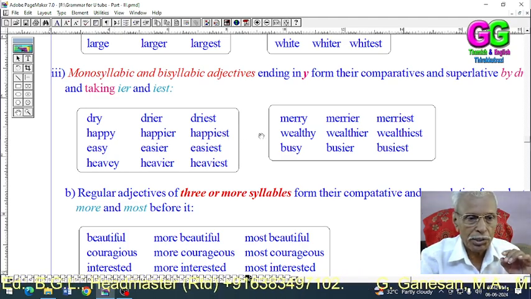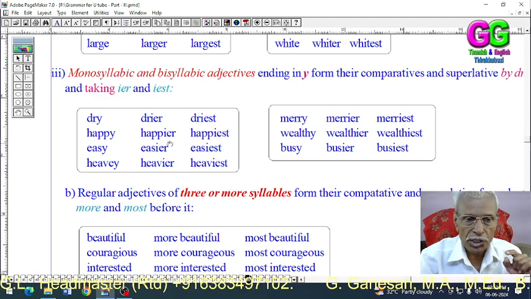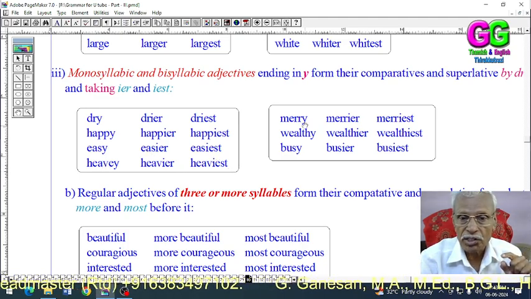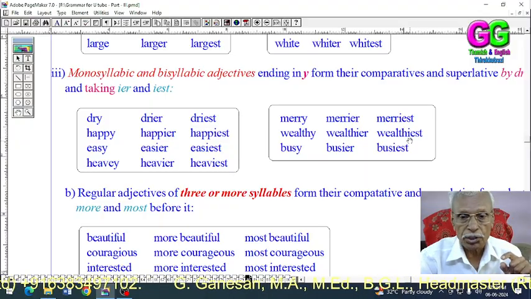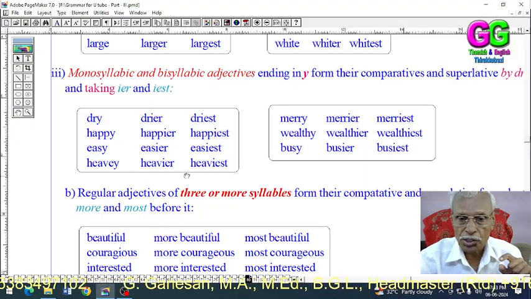Happy, happier, happiest. Easy, easier, easiest. Heavy, heavier, heaviest. Merry, merrier, merriest. Wealthy, wealthier, wealthiest. Busy, busier, busiest.